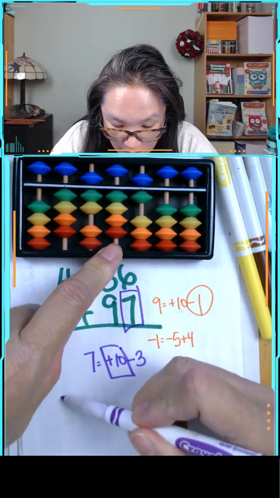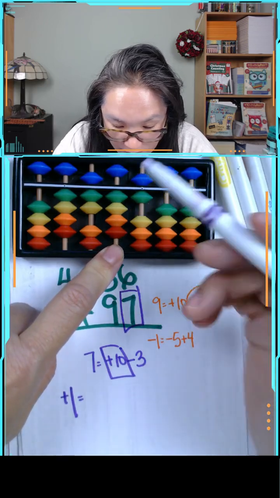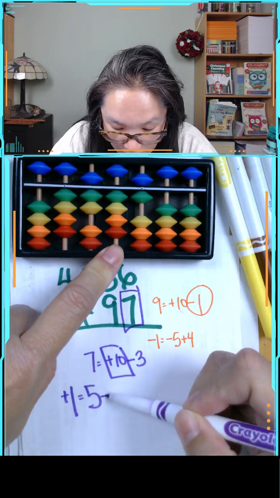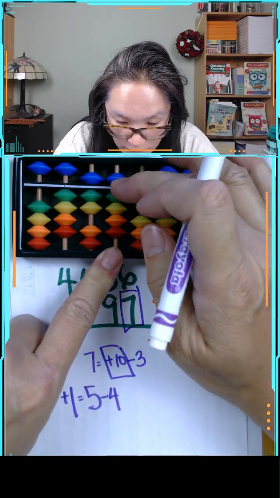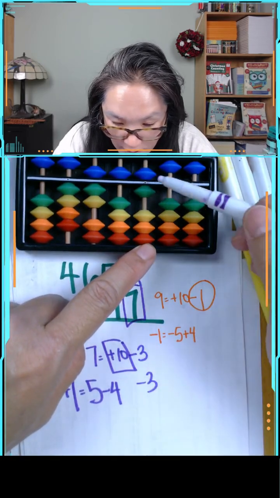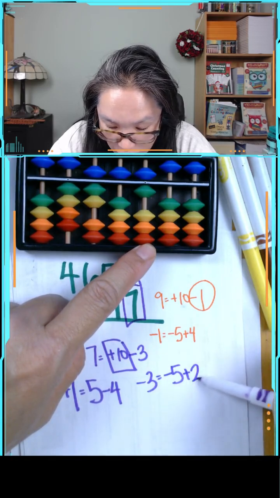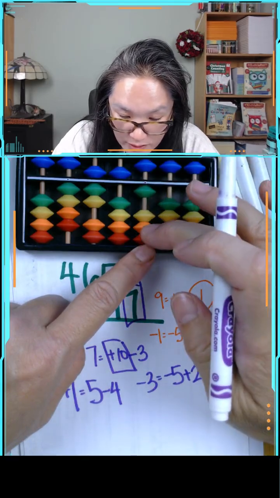Cannot. So I have to plus the 1 is equal to what? Plus the 5 minus the 4. And then we want to minus the 3. Minus the 3. Cannot. What do we do? Minus the 5 plus the 2.